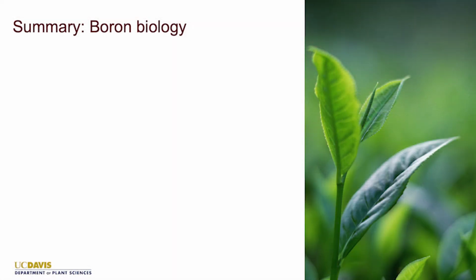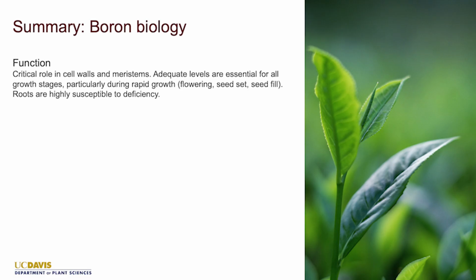I'm going to summarize the biology a little bit that we've touched upon. We've determined now what the function of boron in the plants. It's critical for plant membranes. Adequate levels of boron are required, but they're particularly sensitive whenever growth is occurring rapidly. Flowering, seed set, seed fill. Roots are also highly susceptible to deficiency, but they're much more difficult to see.